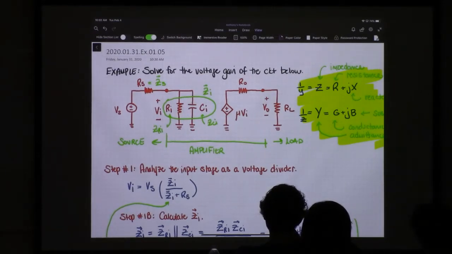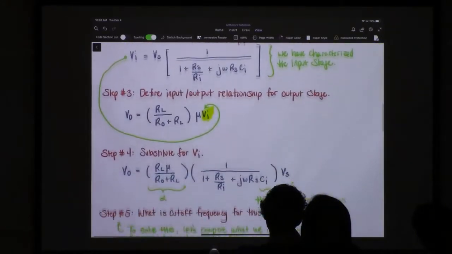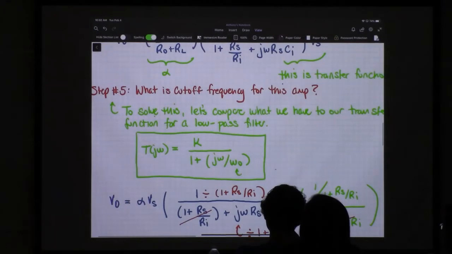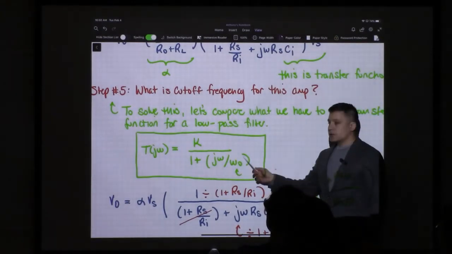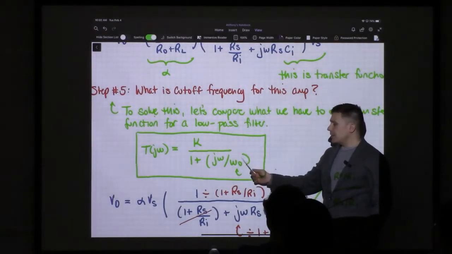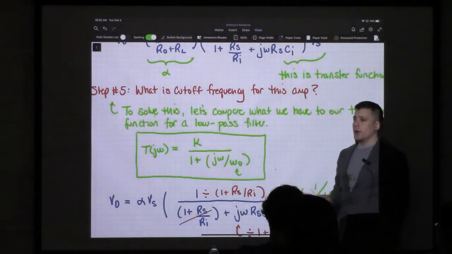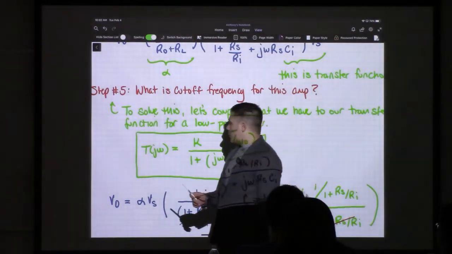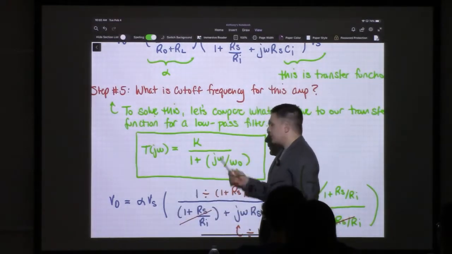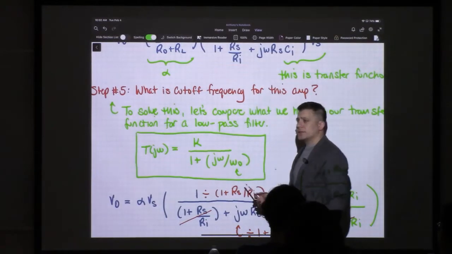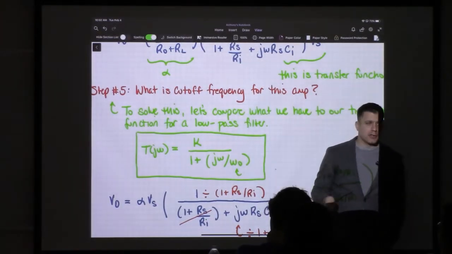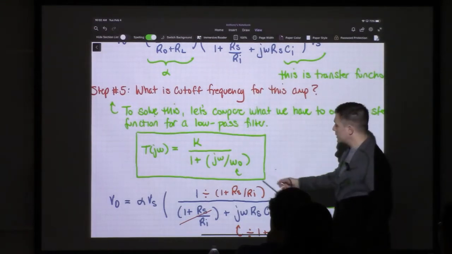One way is to try to compare what we have to this form of the transfer function for a low-pass filter. This comes directly from our notes. If you remember when I talked about low-pass filters, there was a 2-column slide. It had the transfer function for a low-pass filter and the other stuff for the high-pass filter. So this is the one for the low-pass filter.